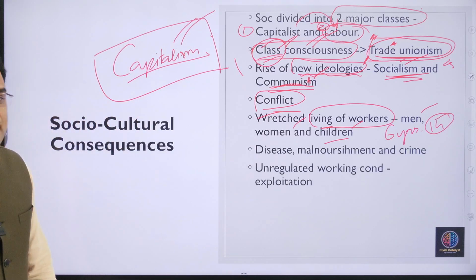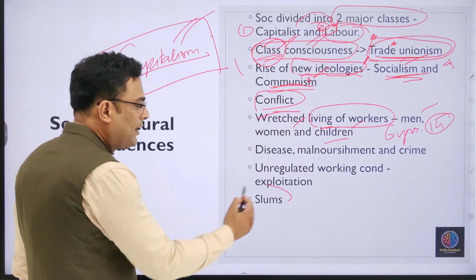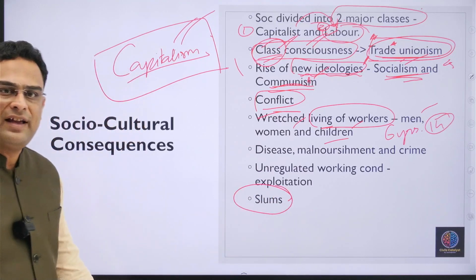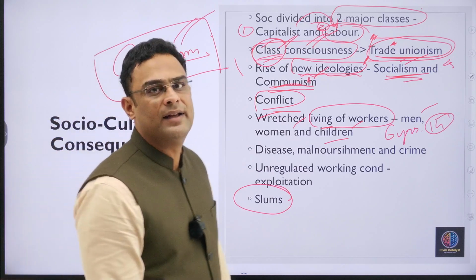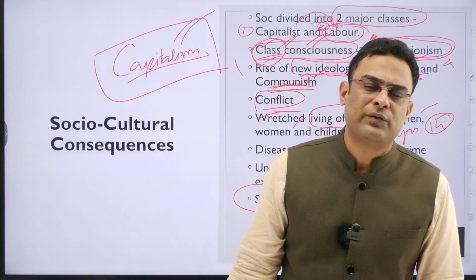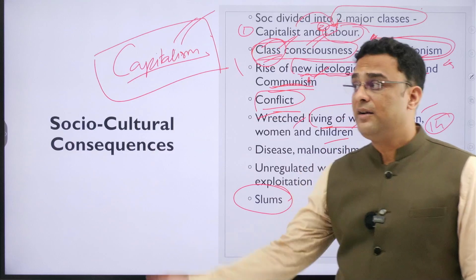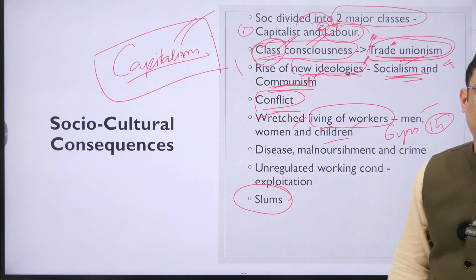Disease, malnutrition, crime, ये सब कुछ बढ़ रहा था. Working conditions के ऊपर कोई control नहीं था. These workers, they did not have any housing. They were living in slums. Factory के आसपास में ही झुग्गी झोपड़ियां बनी हुई हैं. They are working 15 hours, 14 hours. They don't have any time. They can't travel long distance. वहीं पर झुग्गी झोपड़ी में they are in slums.